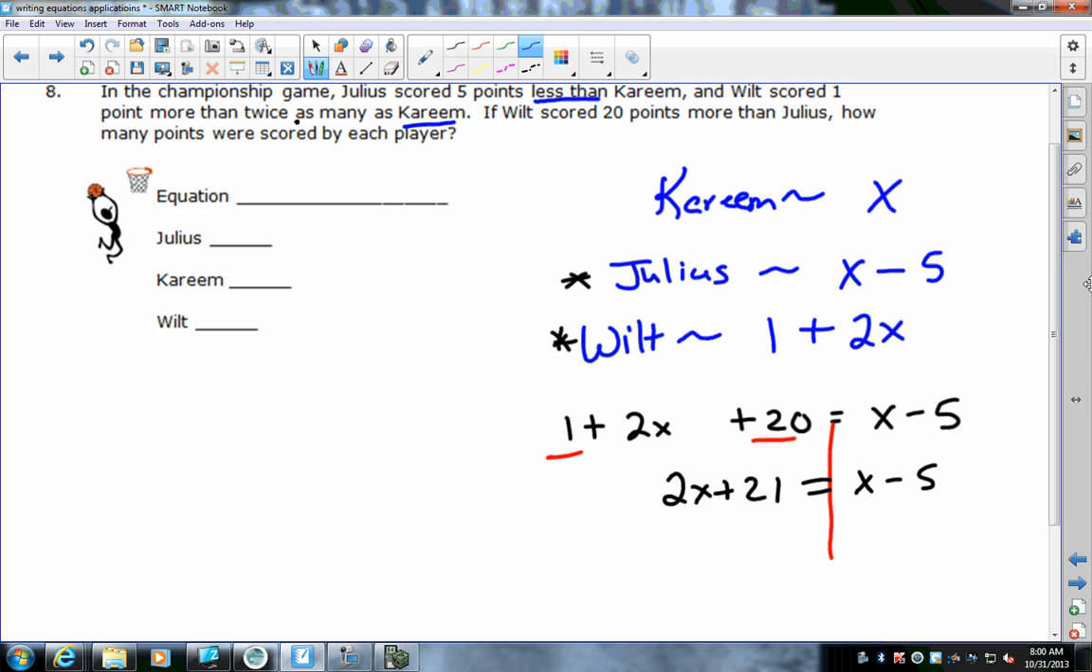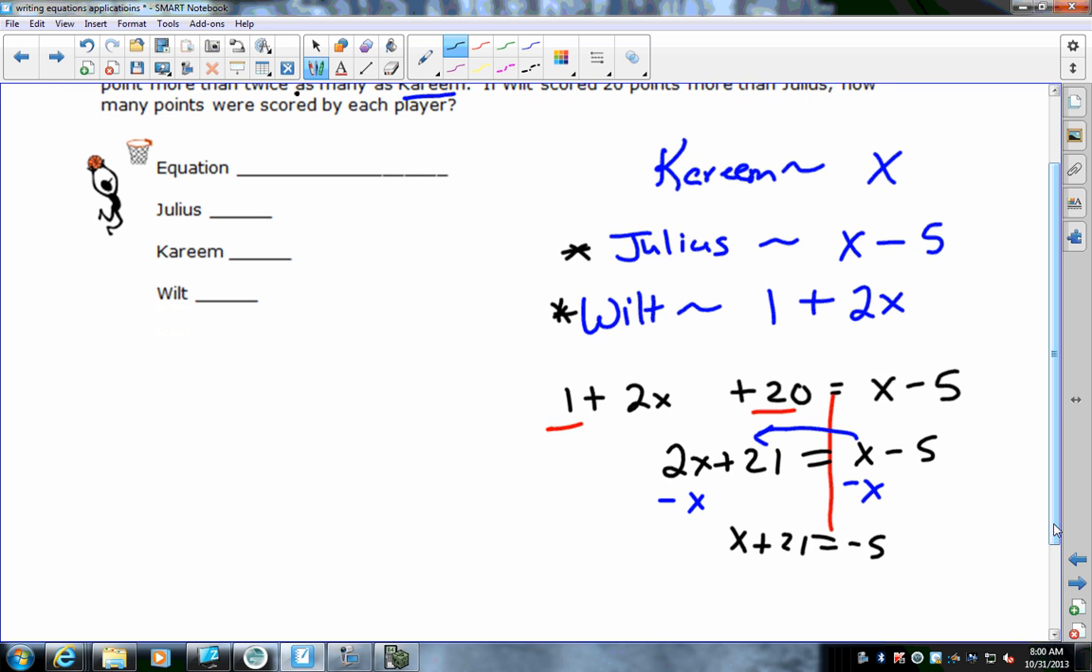All right, my x's. To the left, to the left. Let's move my x's to the left. Subtract x from each side. I already told y'all I'm 10 sides of crazy. All right. Actually, I think that number keeps going up from 3 sides to 10 sides. 2x minus x, x plus 21 equals negative 5. Oh, I have done something wrong. Why have I done something wrong?